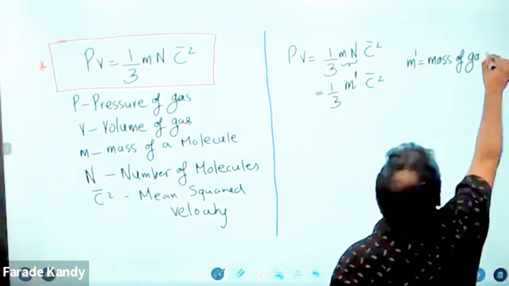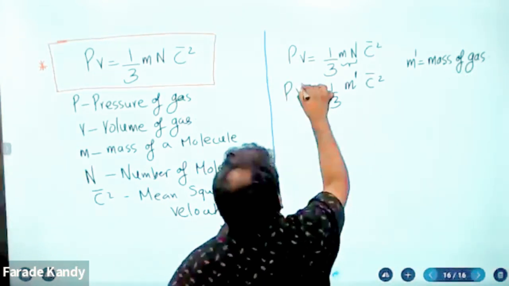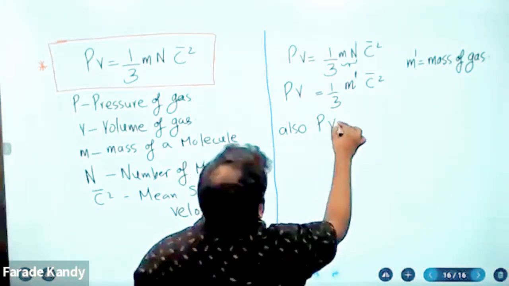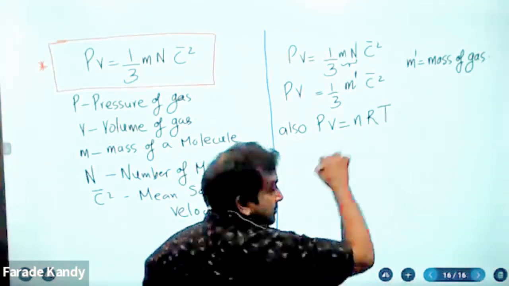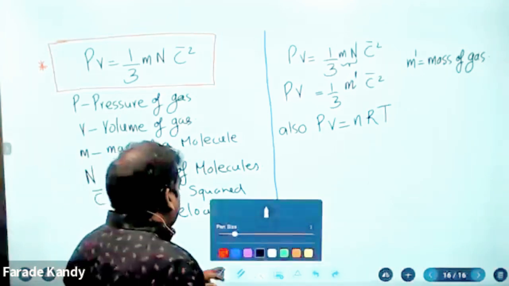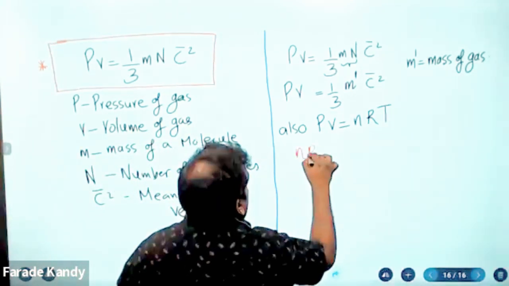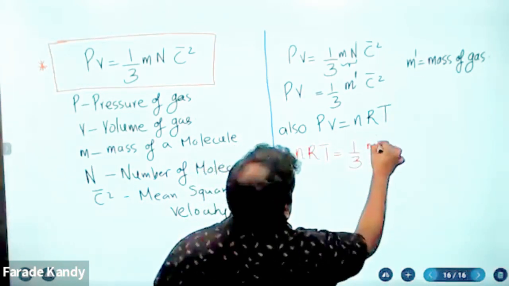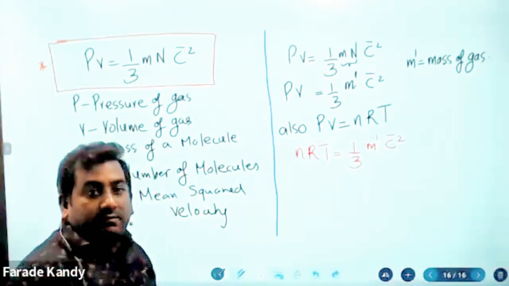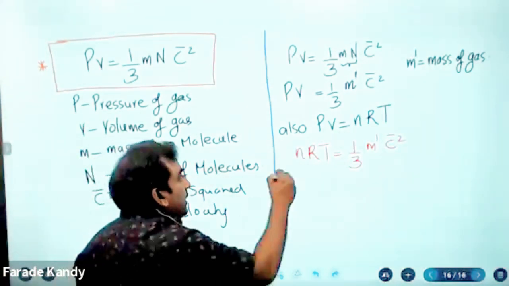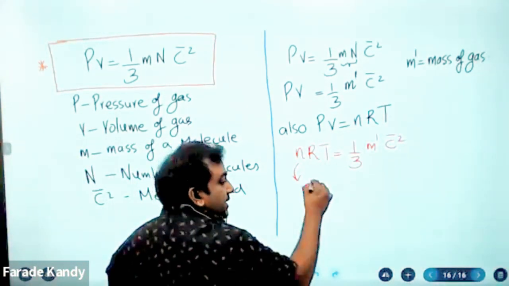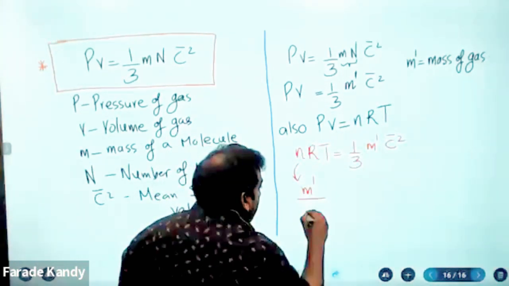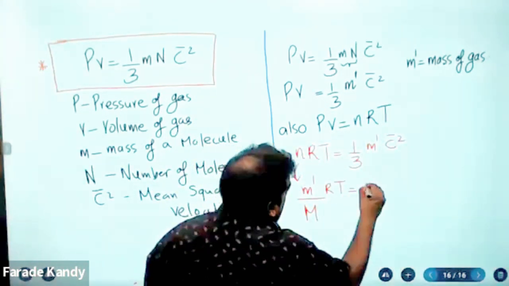I can't use the same symbol, no? Also, you know, PV is equal to what? nRT. Then what can you say? Wherever there is PV, I can put nRT. 1/3 M dash c squared bar. What is M dash? Mass of gas. Number of moles I can put mass of gas divided by molar mass. RT.